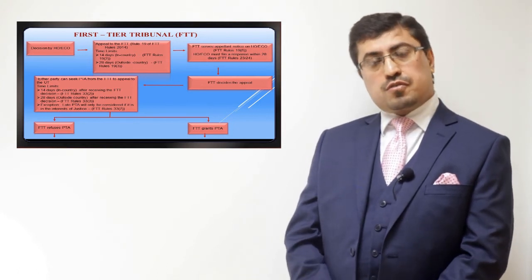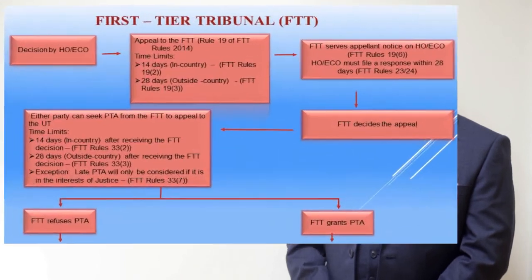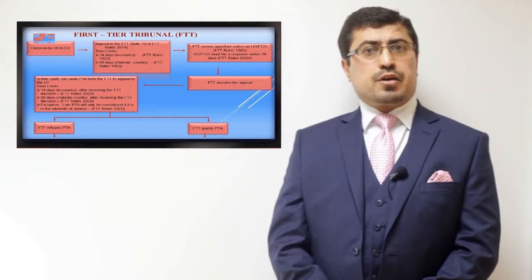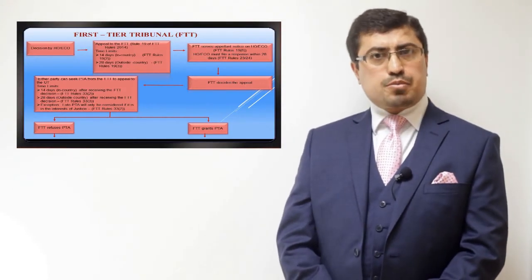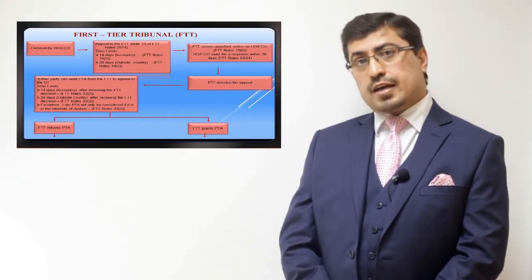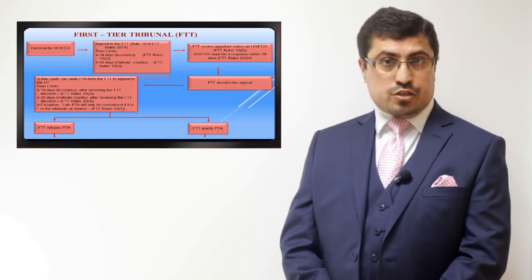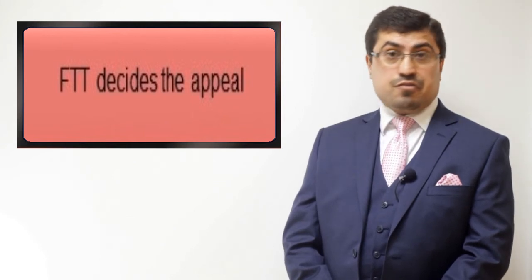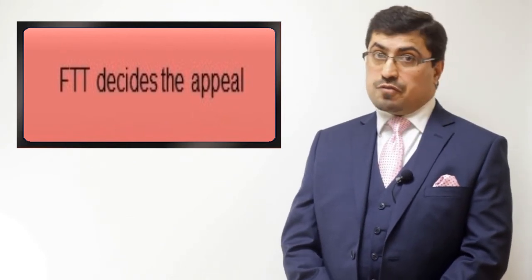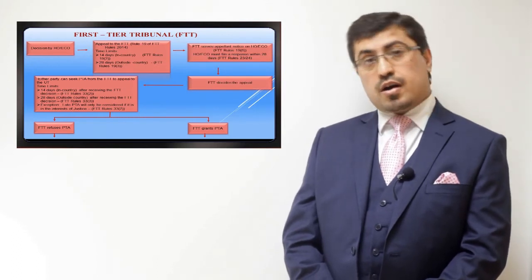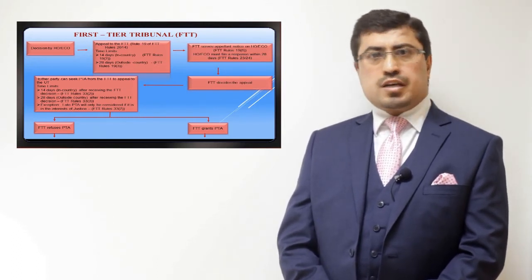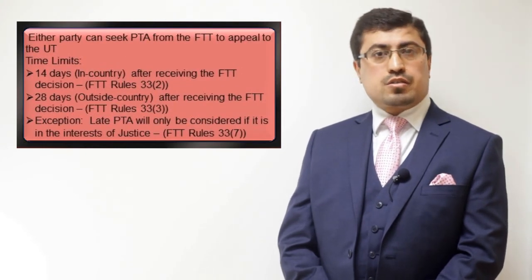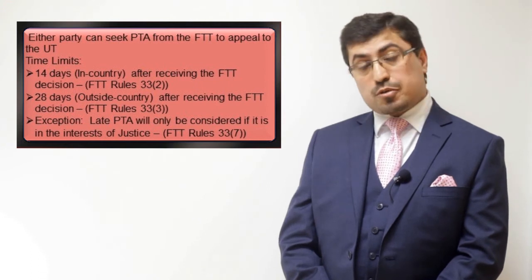Once these procedural formalities are completed, then the First-tier Tribunal lists the matter for an appeal hearing. Now, in that appeal hearing, there is a prescribed procedure that has to be followed, but for that I will give you a different presentation. The tribunal makes a decision that can be favorable to the appellants or it cannot be favorable. However, either party, that is either the Entry Clearance Officer, Home Office or the appellant, can make an application seeking permission to appeal to the Upper Tribunal.